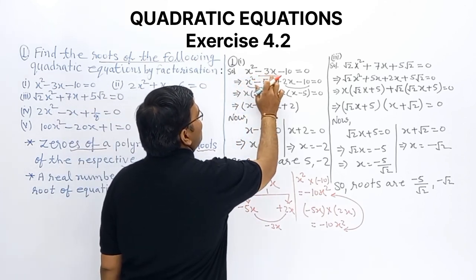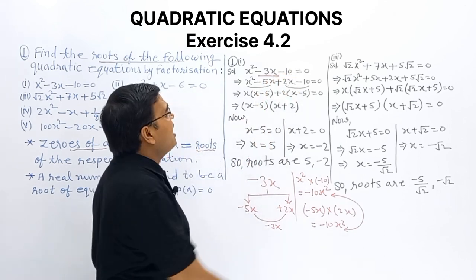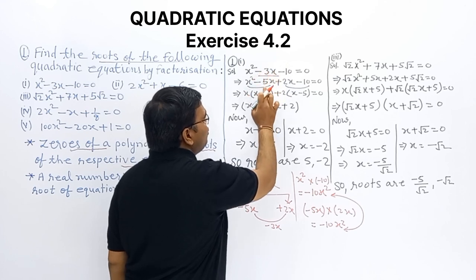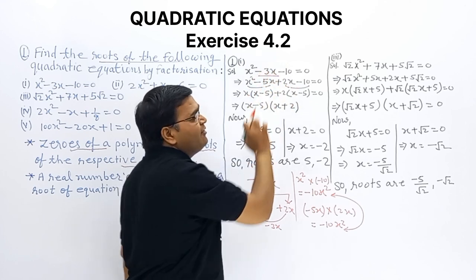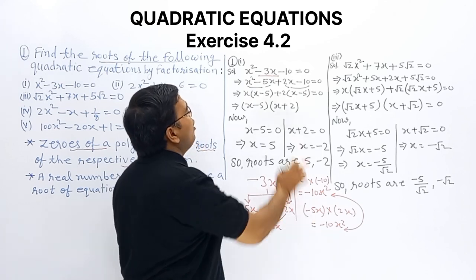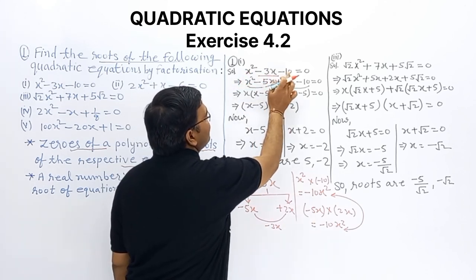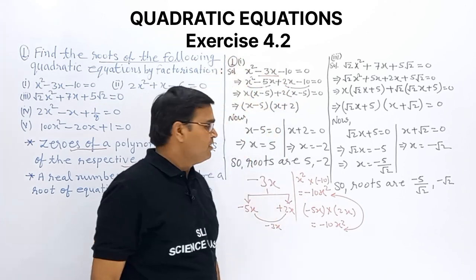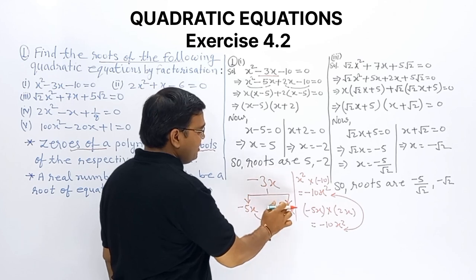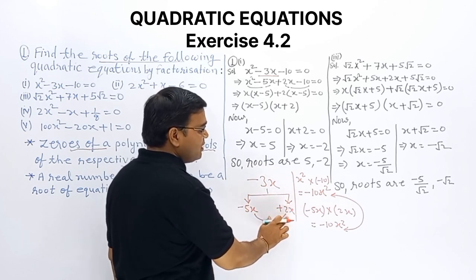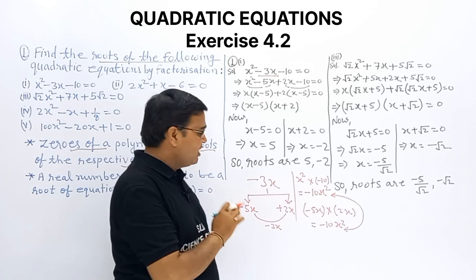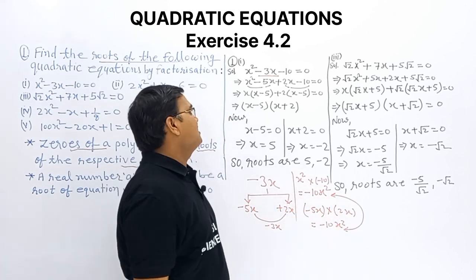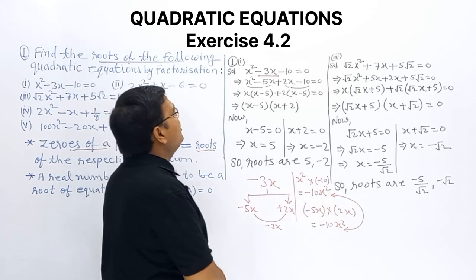x square minus 3x minus 10. Now how will we factorize? We will split this -3x into two parts, where the product of both should be the product of the first and last term, and the sum of both should be this one. Clear? -3x we are splitting into two parts, -5x plus 2x. Once we add we get this one, and once we multiply both we get -10x square. Getting? Yes. Then what will we do?